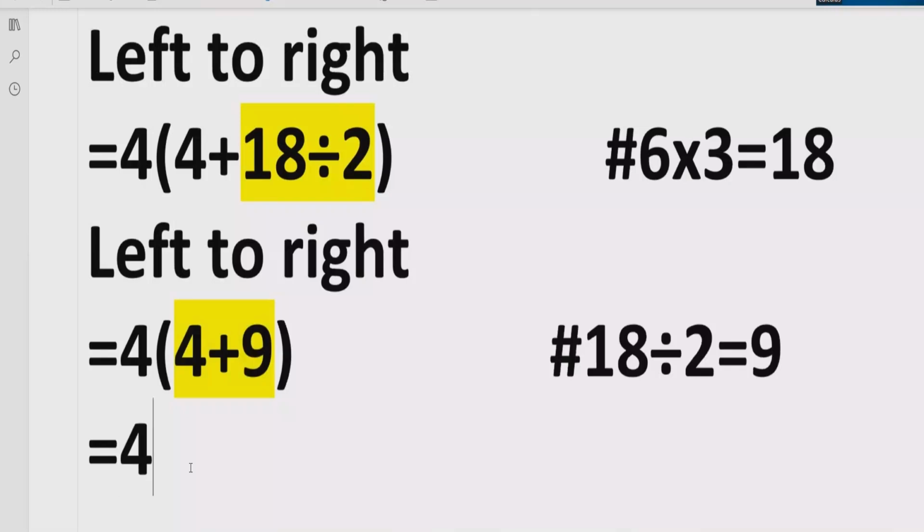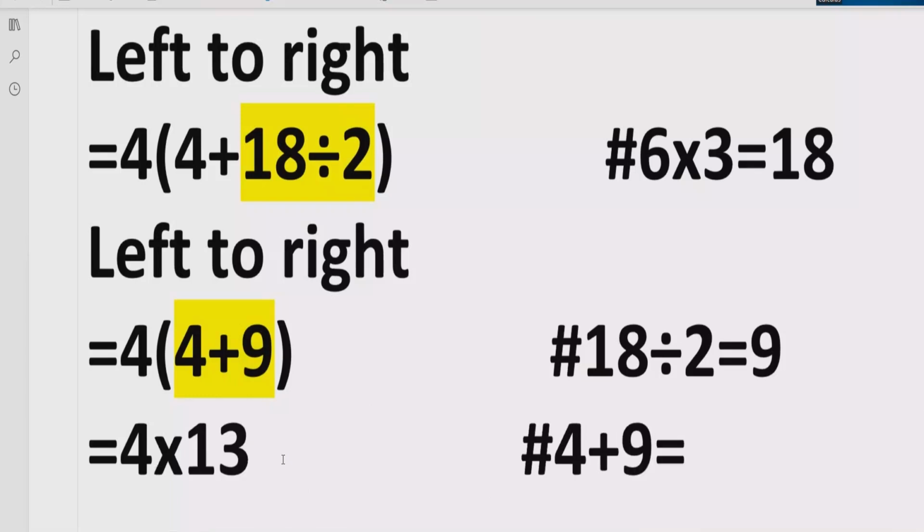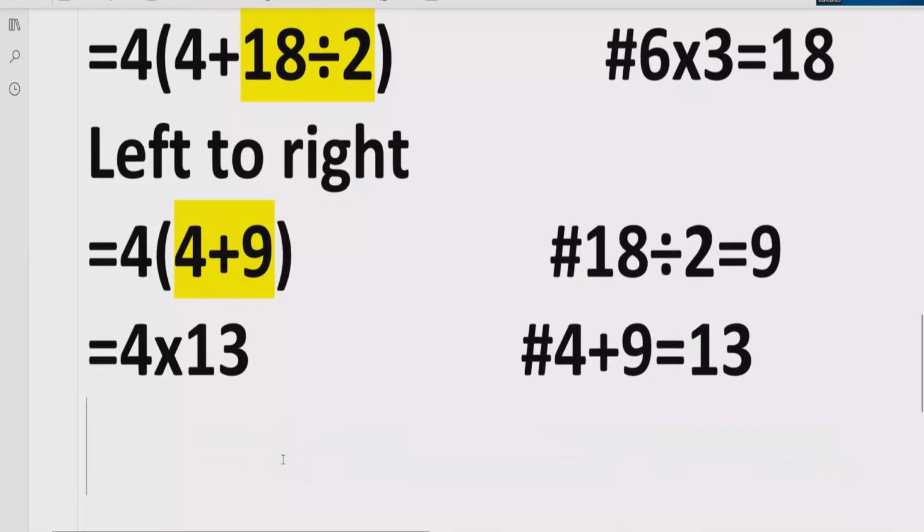4 plus 9 equals 13. And we will multiply these two terms. So now 4 plus 9 equals 13. Okay, now we have two terms which are multiplying each other. Actually, 4 was multiplying with this bracket. So here we write the 4 multiplied by 13.